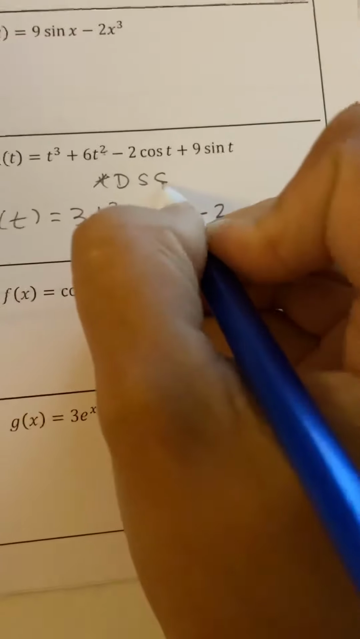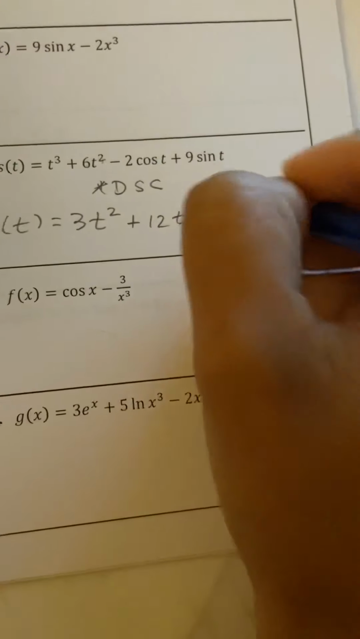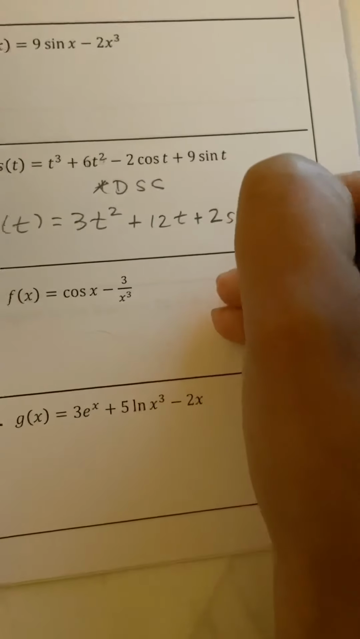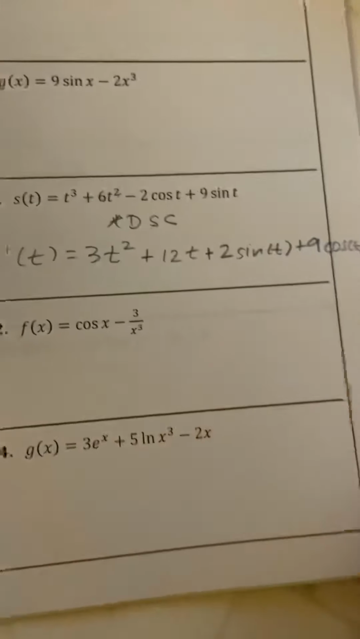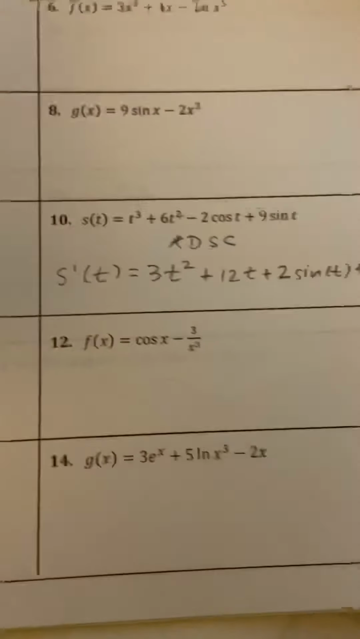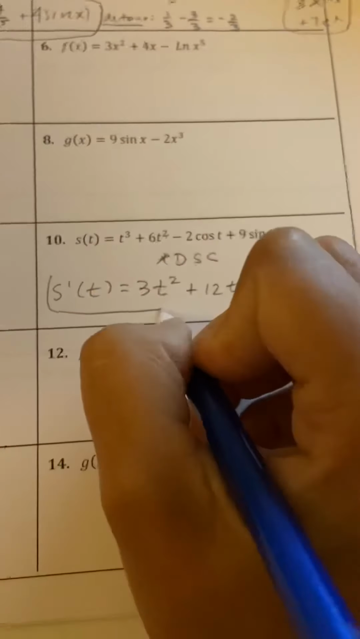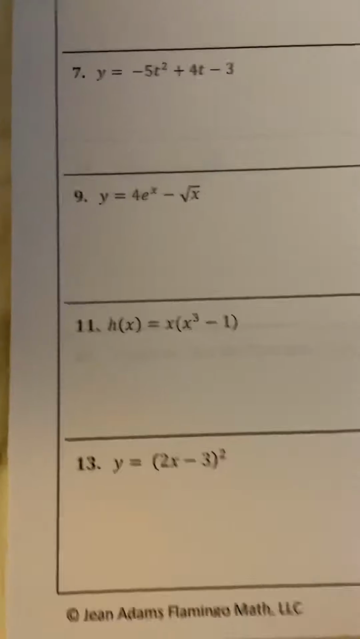Derivative of cosine is negative sine because you're going backwards. So negative sine, but that negative will cancel with this minus sign, so plus sine of t plus 9. Derivative of sine is cosine, and not negative, so that'll be it. So your derivative of that is 3t squared plus 12t plus 2 sine t plus 9 cos t. Okay, I'm not gonna even circle that.